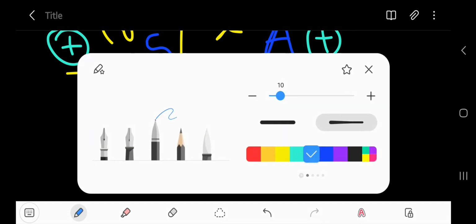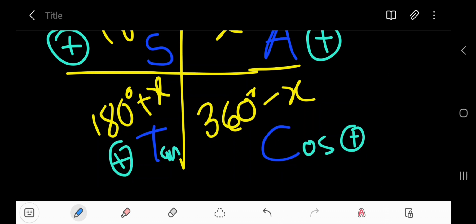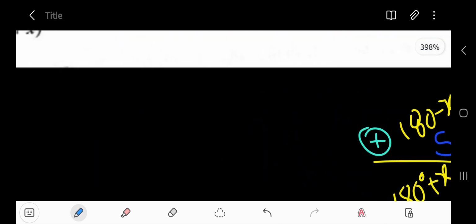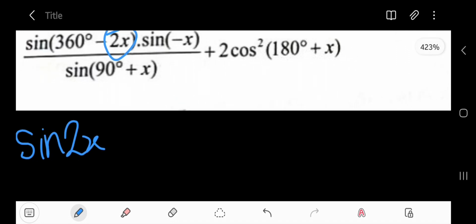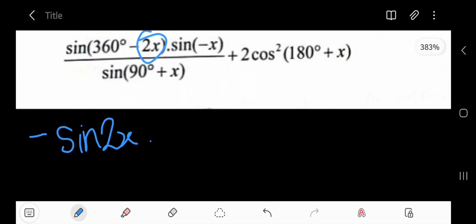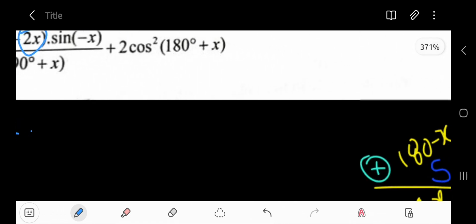So now we're looking at it. It's in the fourth quadrant. Remember, in the fourth quadrant, only cos is positive. So we can go ahead and say this is negative sine, whatever angle we have here. If we had 13, it was going to be negative sine 13. Now that we have 2x, we're going to put 2x just as it is, multiplied by sine of negative x.